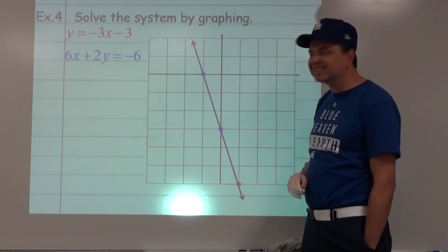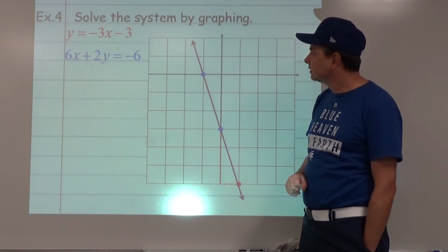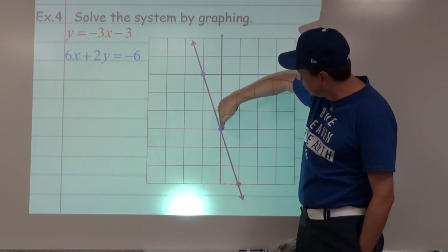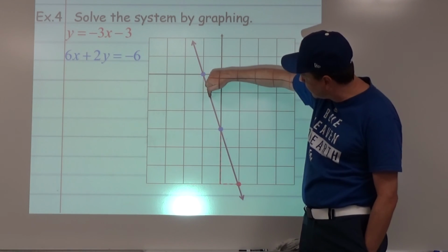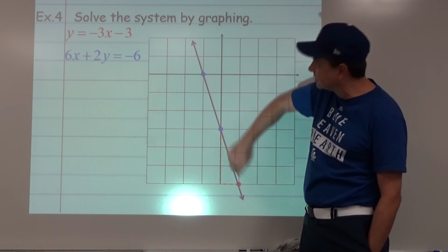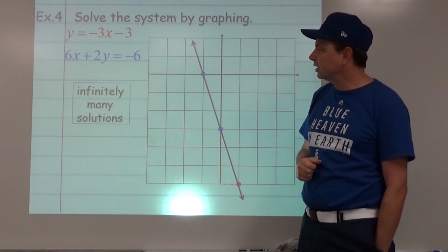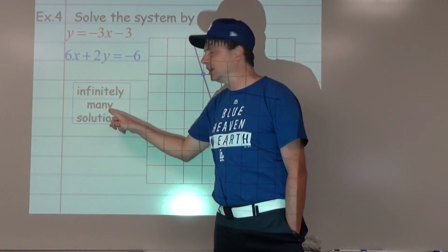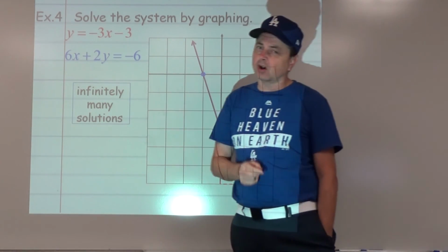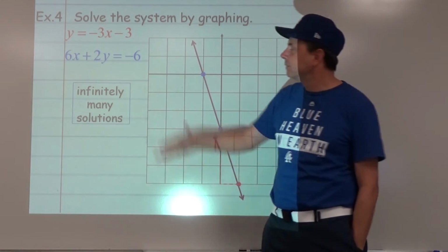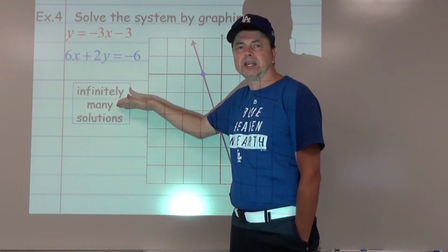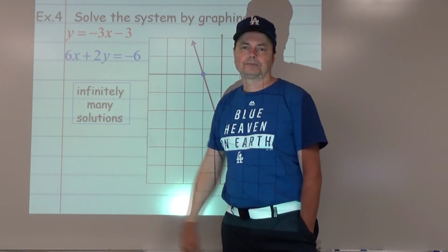Graph that. It's the same line. So this point's on both, this point's on both, that point's on both, that one's on both, that one's on both, that one's on both. So there are infinitely many solutions. That is not the same thing as all real numbers. Different. It is infinitely many solutions.